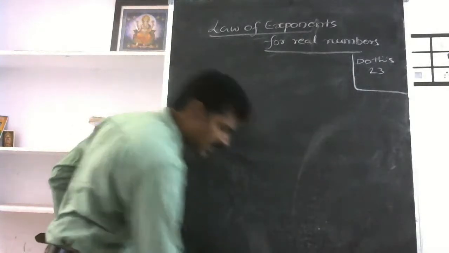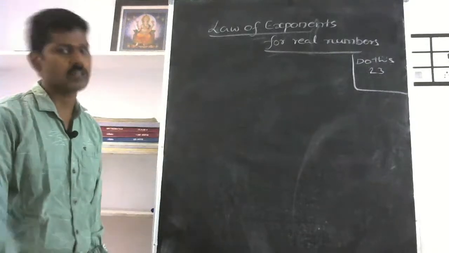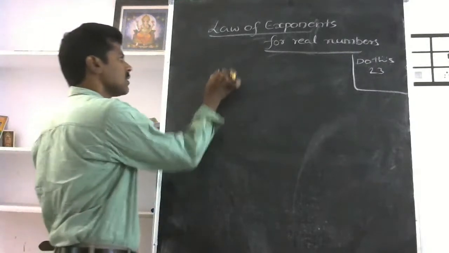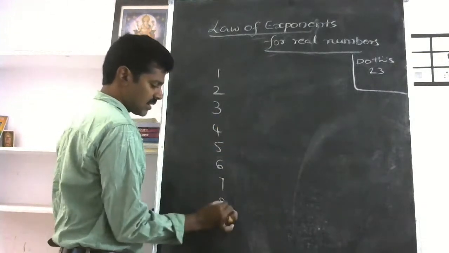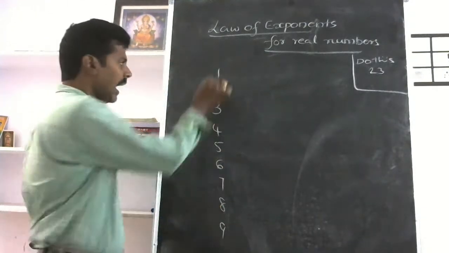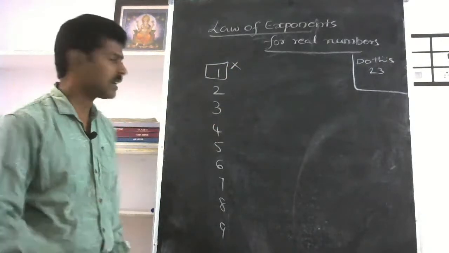You have to listen very, very carefully here. First I will explain with numbers and then it leads to the definition. Observe, I will go with the numbers 1, 2, 3, 4, 5, 6, 7, 8, 9, except 1. So 1 should not be taken. That is the first condition.